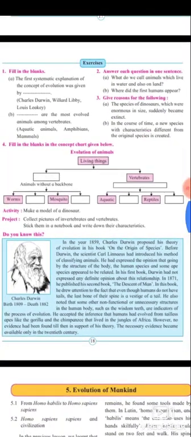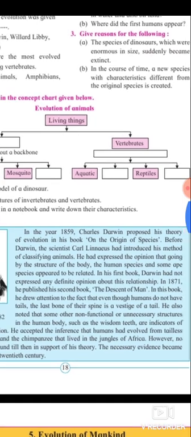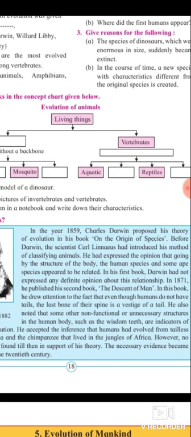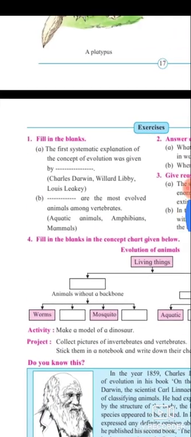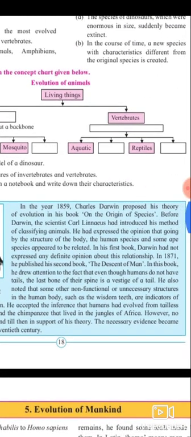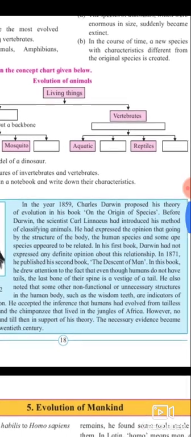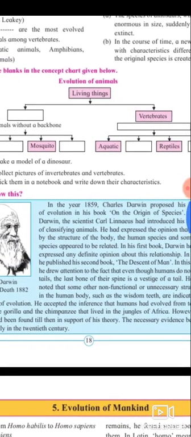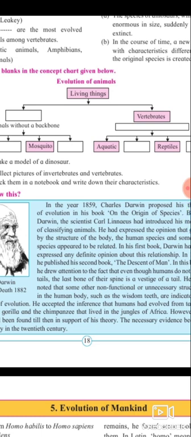And do you know, in the year 1859, Charles Darwin proposed his theory of evolution in the book On the Origin of Species. Okay, Charles Darwin, the first systematic explanation of the concept of evolution was given by him only. Before Darwin, the scientist Carl Linnaeus had introduced this method of classifying animals. He had expressed the opinion that going by the structure of the body, the human species and some ape species appear to be related.